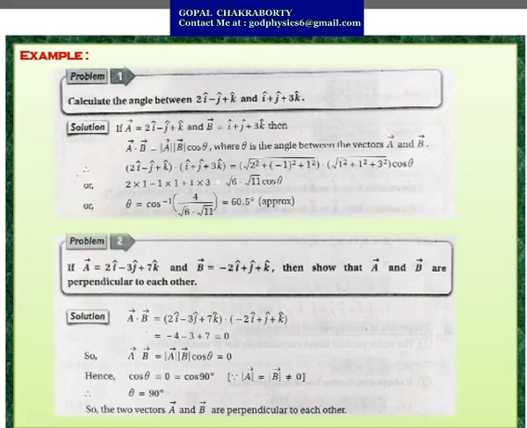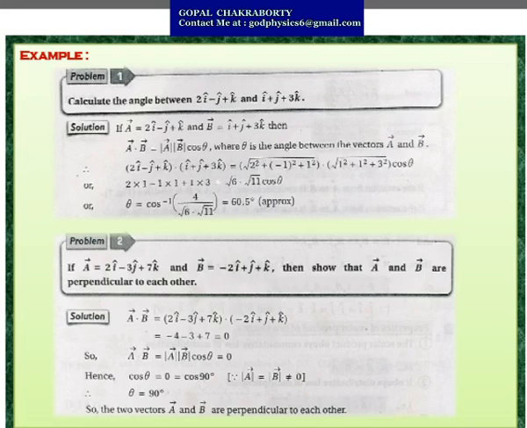So a dot b will give you 2 times 1 minus 1 times 1 plus 1 times 3. As I have discussed before, the coefficient of i with i, plus j with j, and k with k. So that will give you the angle theta equals cos inverse of 4 by under root 6 under root 11. So 60.5 degrees approximately. This is the first problem.